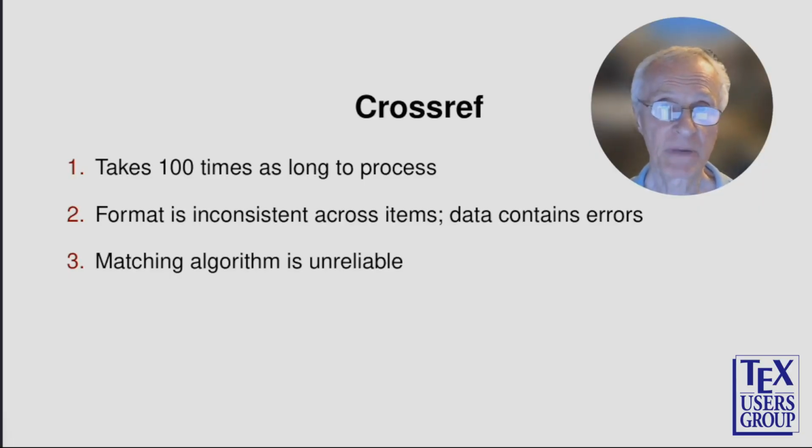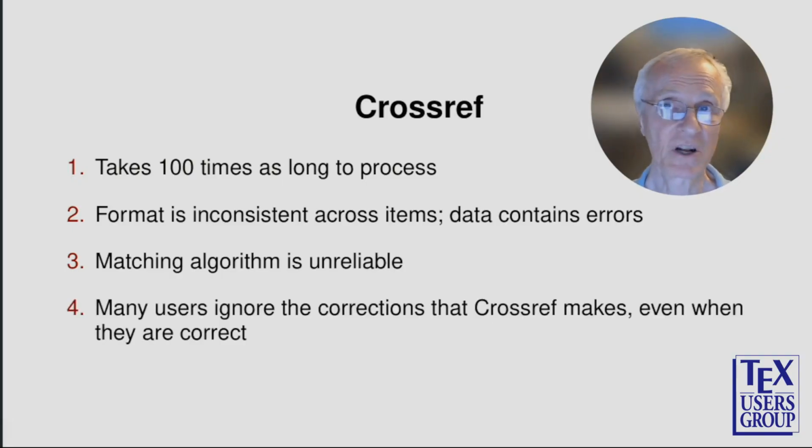A third problem with Crossref, for the purposes of text2bib, is that their matching algorithm is poor. The best match can be the wrong item, even if the reference is exactly correct. Lastly, and this is not a problem due to Crossref itself, many users who choose the option, and there aren't many who do so, simply ignore the corrections that Crossref makes to their references, even when the Crossref data is correct. I have no idea why they do that. So overall, my assessment is that the addition to text2bib of the possibility of matching references in Crossref does not have great value.